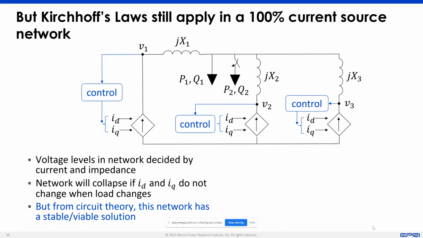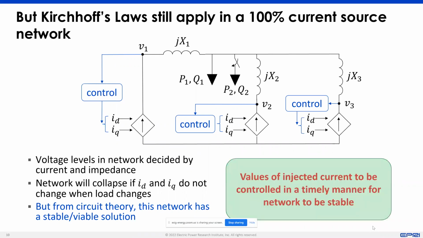So if we can make this control change the amount of current that is being injected into this network and change that current in a timely manner, then this network can be stable even after you have a disturbance in the system. So if this is possible, then we can rethink the way we define grid forming. We can rethink the way we think about grid forming.